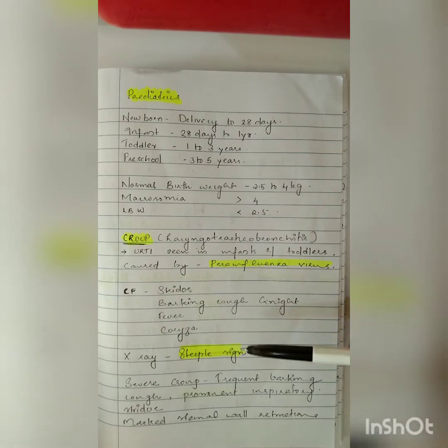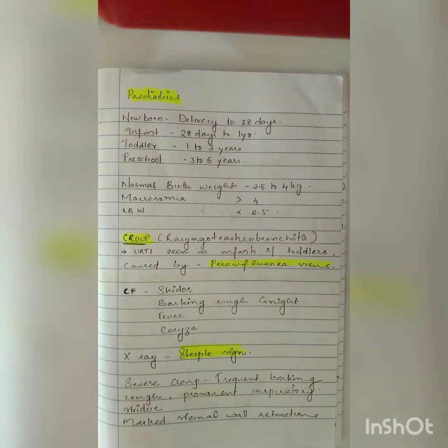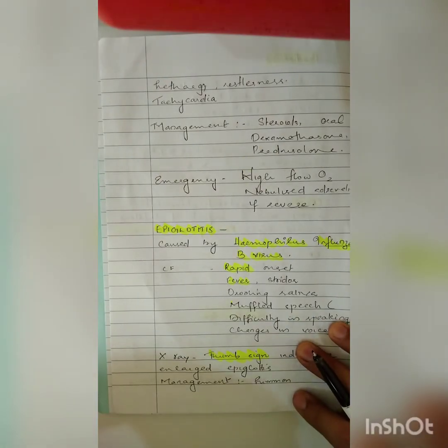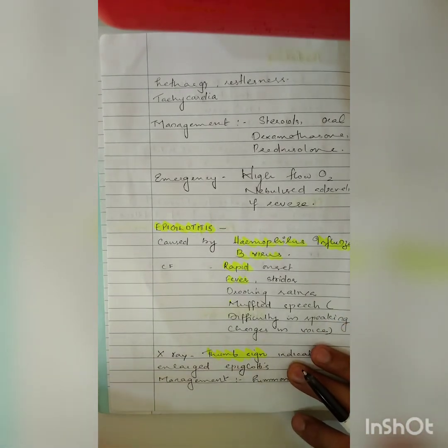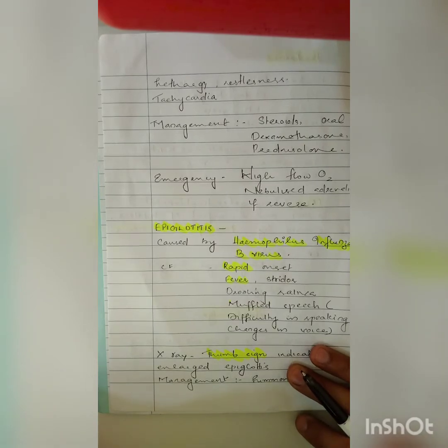I'll share the picture. In severe croup, frequent barking cough, prominent inspiratory stridor, and marked sternal wall retraction can be seen. Lethargy, restlessness, tachycardia will be there. Management is mainly by steroids, oral dexamethasone, prednisolone, etc. And in emergency, high flow oxygen, nebulized adrenaline, etc.